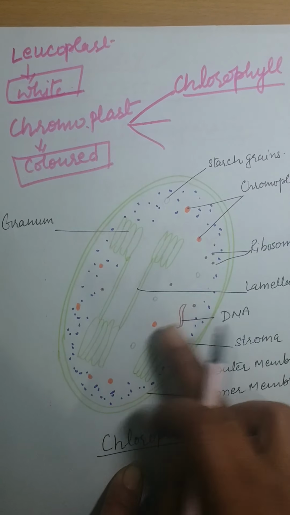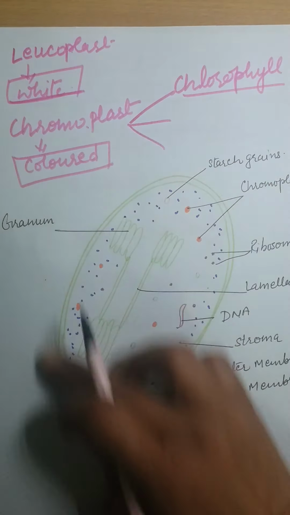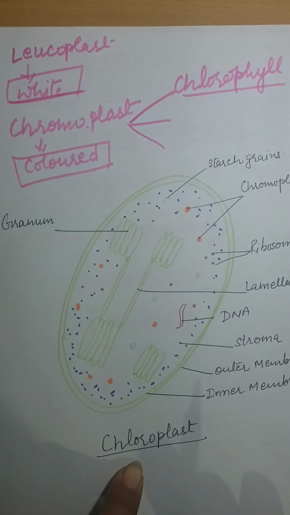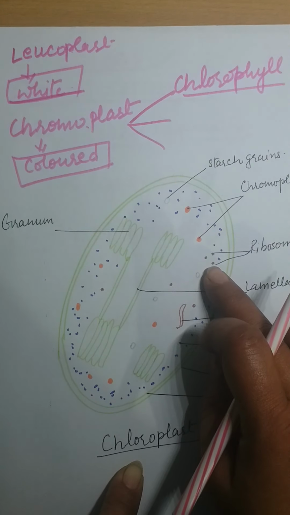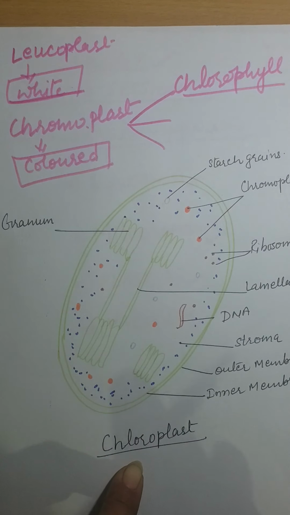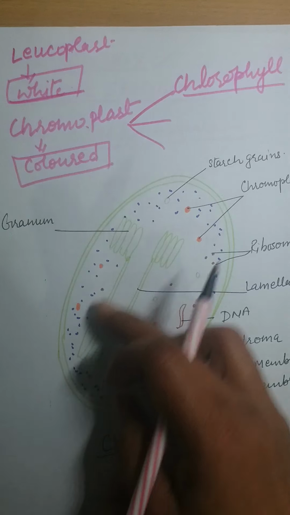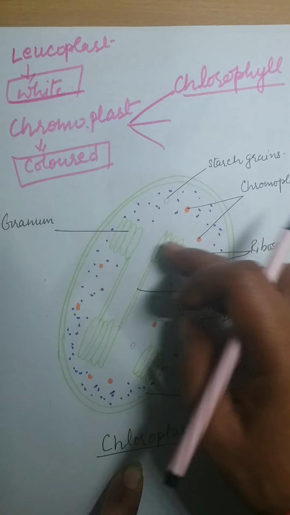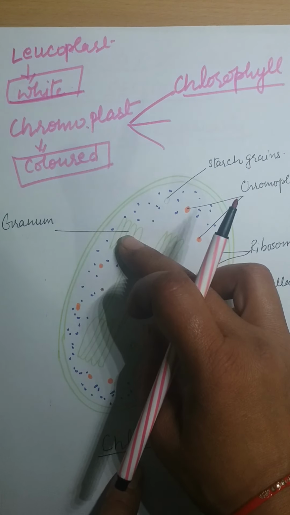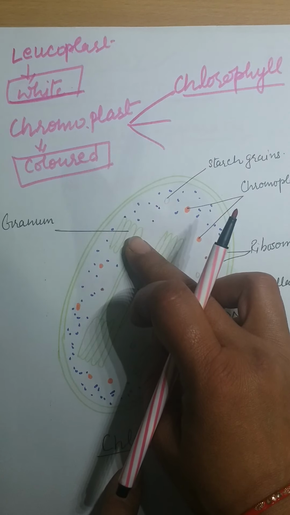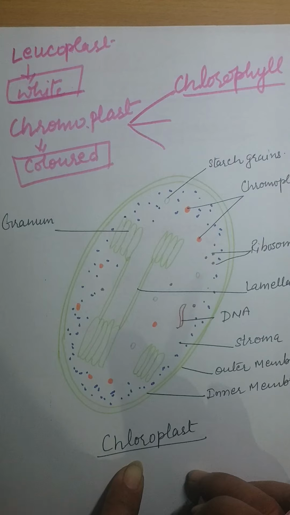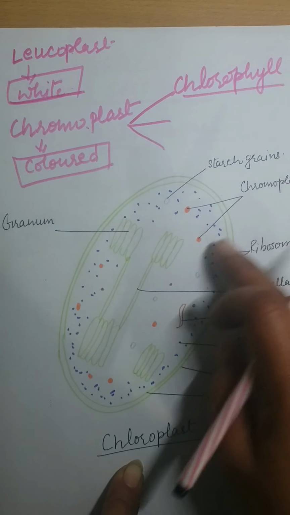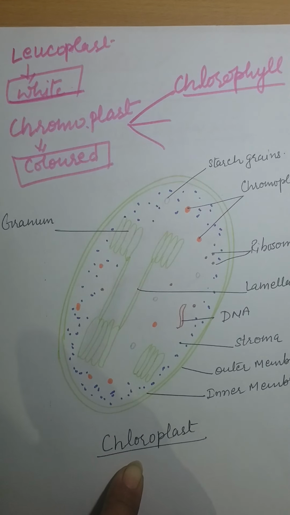You can see this is also a double membrane structure which is having its own DNA and its own ribosomes, and the fluid which is present inside it is known as stroma. And these are various circular structures over here. These are known as granum, and these are the starch grains over here, and a few of the chromoplasts, colored plastids, are also here.